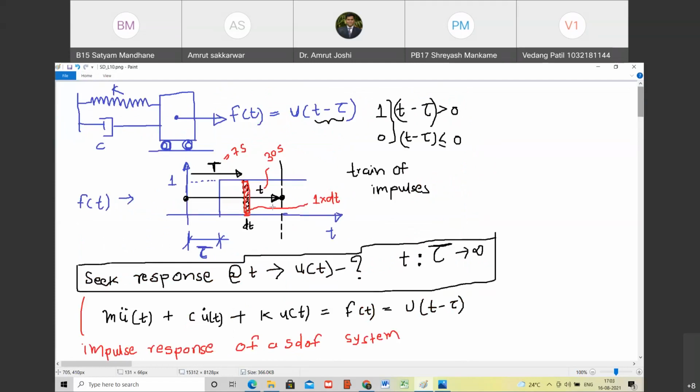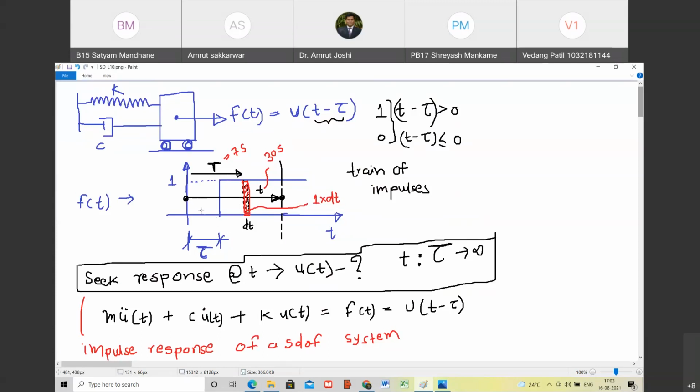So therefore what we have written is the response of the single degree of freedom system at time small t. Do you agree with me? Yes, sir. Due to impulse dt applied at time capital T. Is it understood? Yes, sir. Once again.